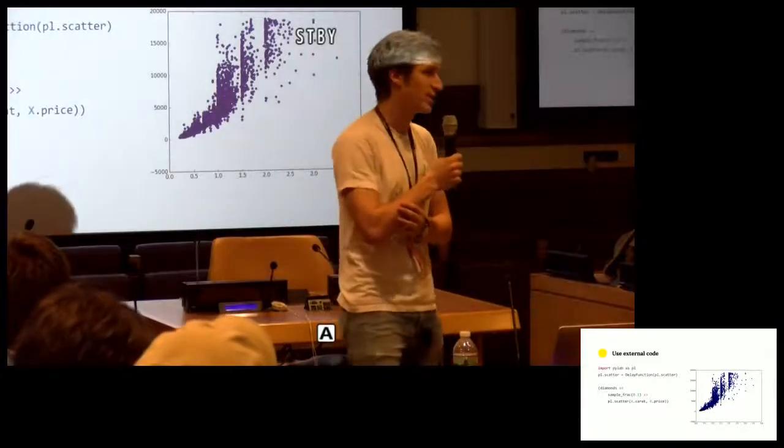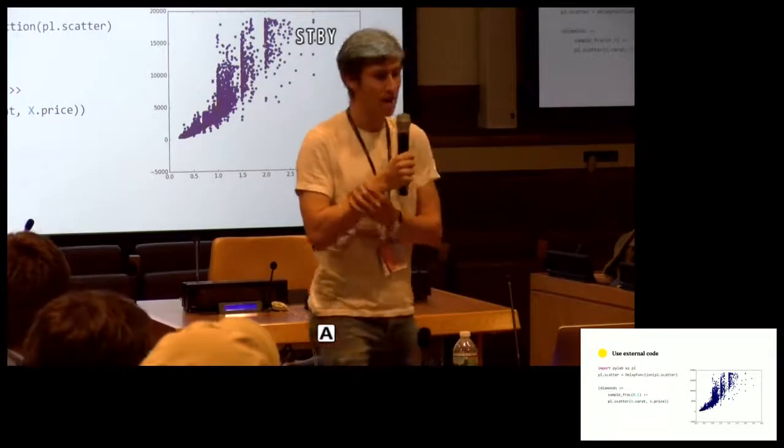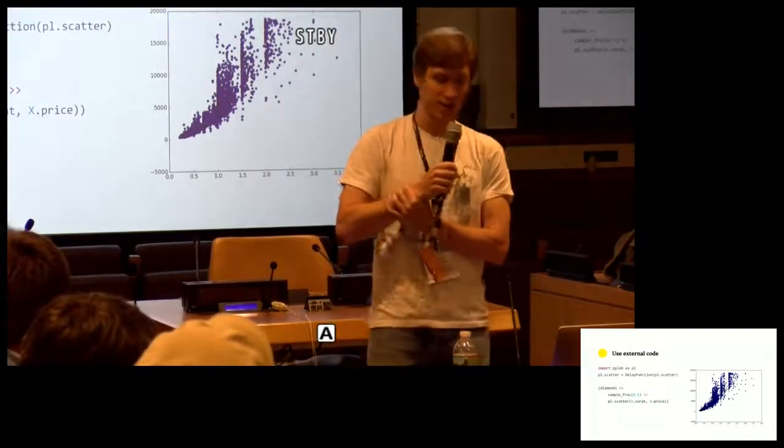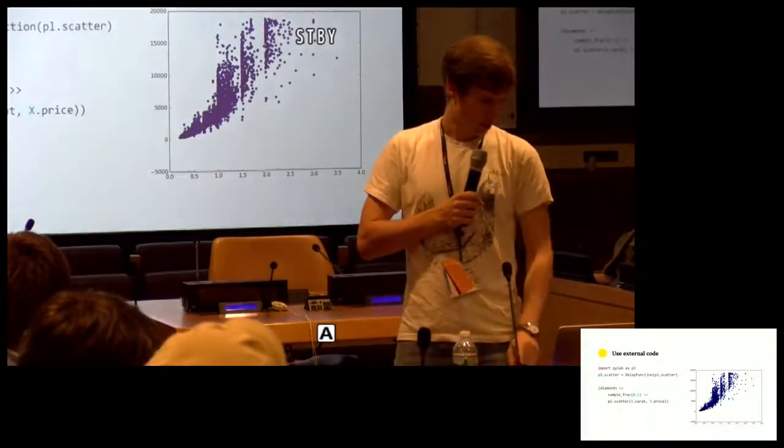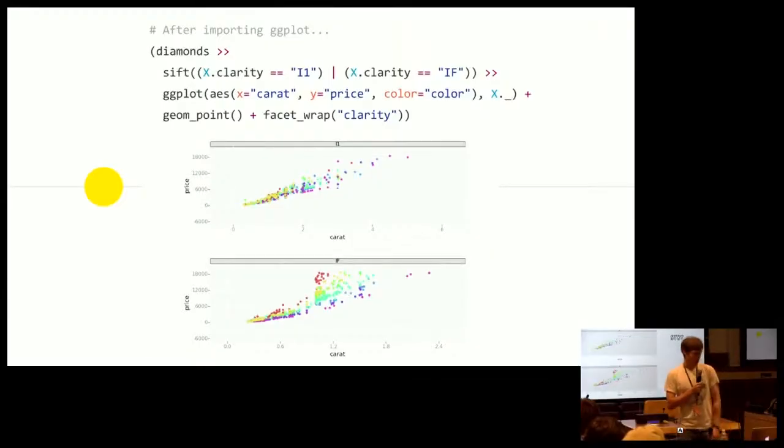Sample frac just samples a fraction. So this is sampling 10% of the diamonds. And then this is a scatter plot where the x-axis is carat and the y-axis is price. Here's another example of this. So ggplot is a Python package. It's a port of the ggplot2 library in R. And this is just to show the same thing. We can run transformations on our data and pipe it directly into plotting lines of code.